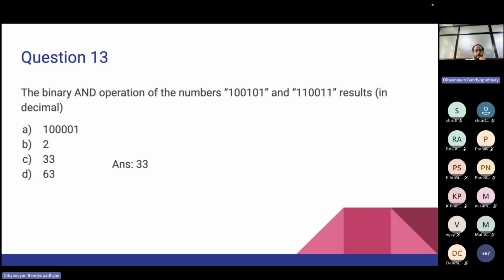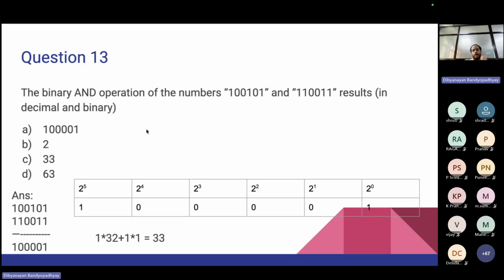Just a second. Decimal and binary. So how do you solve this question directly? Let me show you the steps. This is a 6-bit number. This is another 6-bit number. The question is: the binary AND operation of these two numbers results in what decimal and binary value?